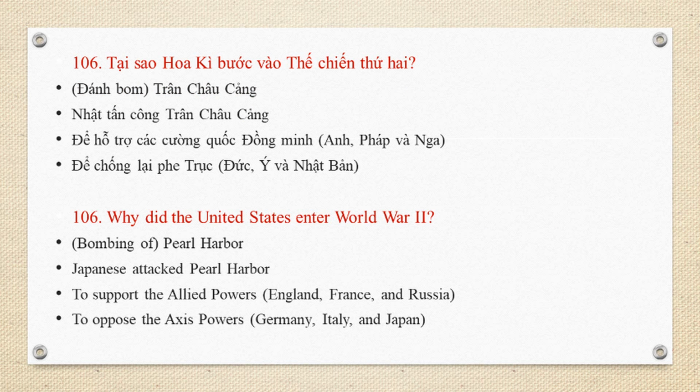106. Why did the United States enter World War II? Bombing of Pearl Harbor. Japanese attacked Pearl Harbor. To support the Allied powers, England, France, and Russia. To oppose the Axis powers, Germany, Italy, and Japan.